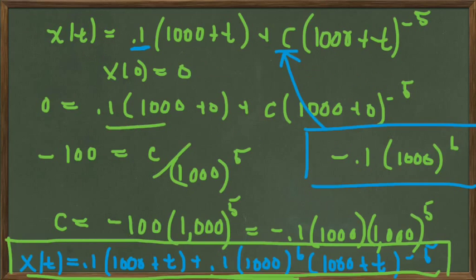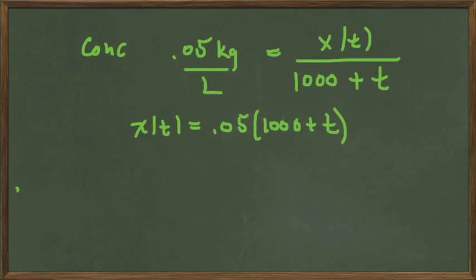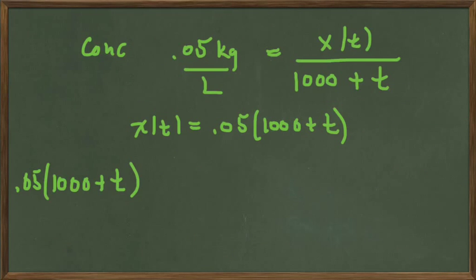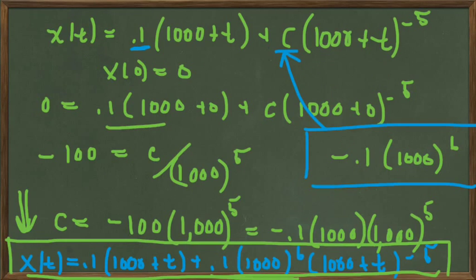So on the left side of our equation here, we're going to make 0.05 times 1000 plus t. The left side of the differential equation is not 0.05, it's the concentration that's 0.05, and we have to solve for x of t as we just did. And then what were the other terms?